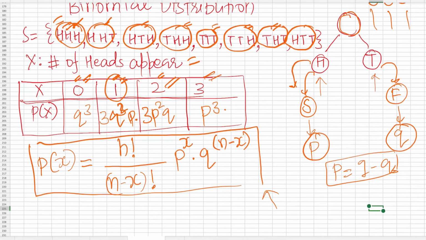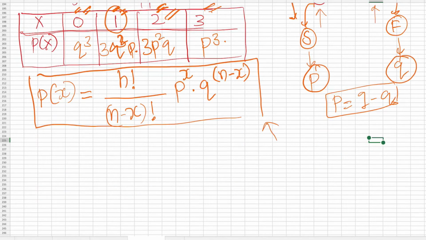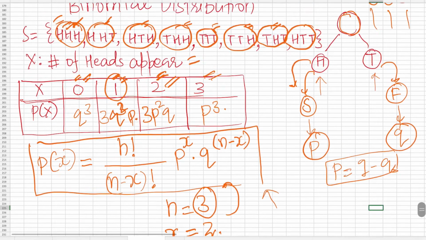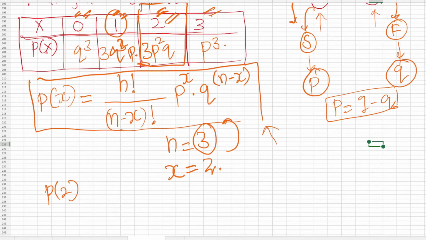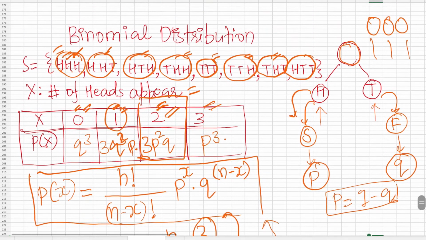In this example, what is the probability of getting 2 heads in a random experiment when we are tossing 3 coins? Here n would be 3, because the maximum number of outcomes is 3, and we are interested in finding x equals 2. So we just put these values into the formula and find P of 2. This is how we can calculate the probability of any event of the random experiment. But there are some limitations of it.